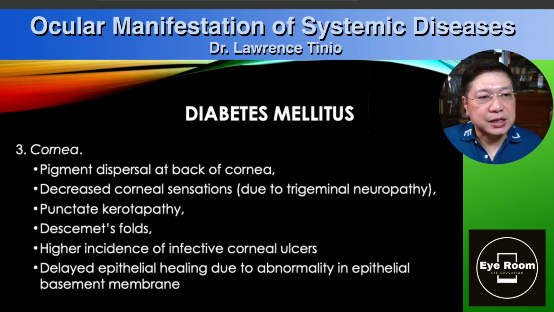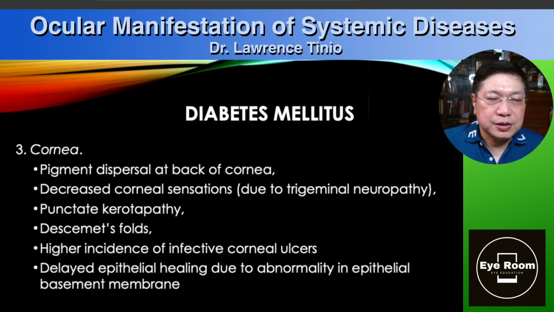You may have punctate keratopathy, Descemet's folds, and a higher incidence of infective corneal ulcers. Remember, your defense mechanisms and your healing mechanisms are compromised in patients with diabetes mellitus. And they may have delayed epithelial healing due to the abnormality of the epithelial basement membrane. Usually, a small scrape in your conjunctiva or on your cornea would heal in less than 24 hours. With diabetes, it takes much longer.